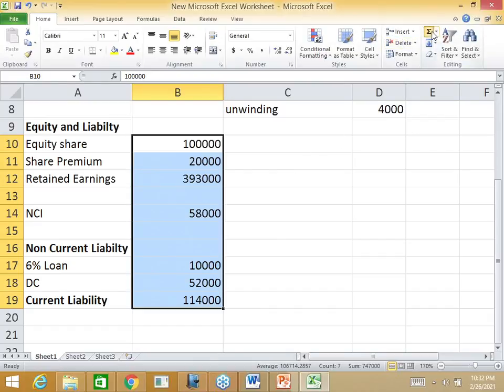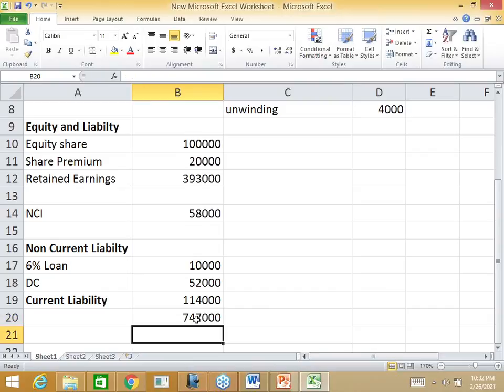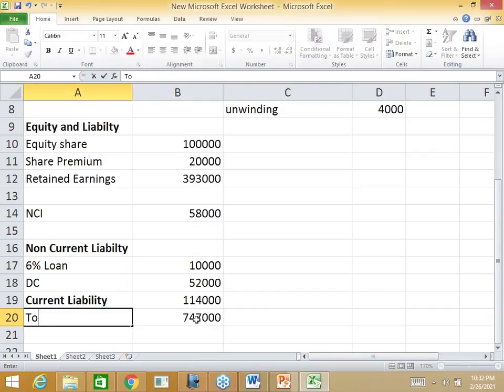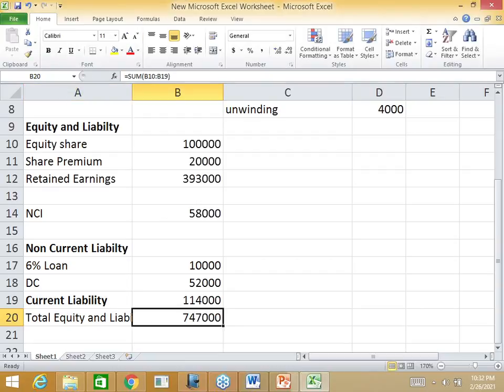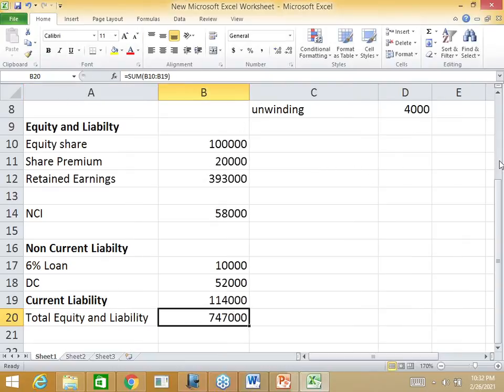So when you total all these figures, your equity and liability should be balanced with the total amount of assets. Is it balanced now? Yeah, it's fine to do these long workings in Excel.